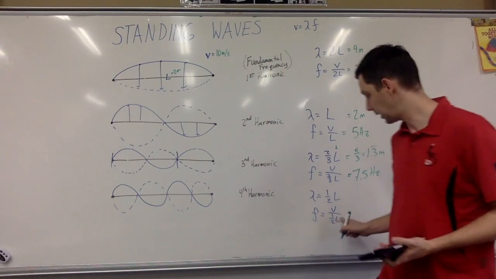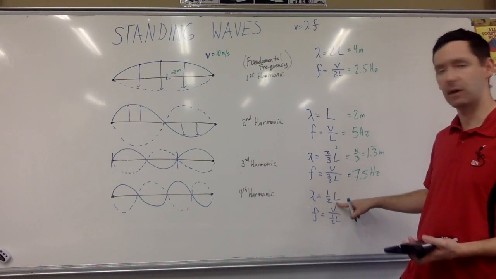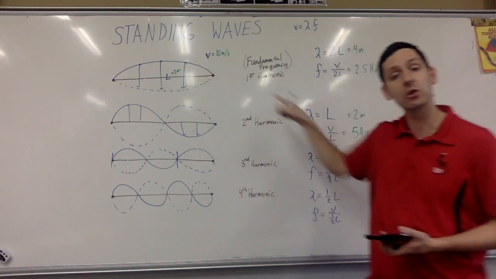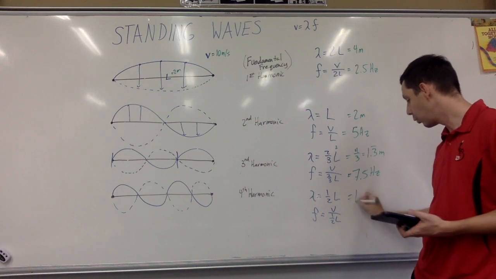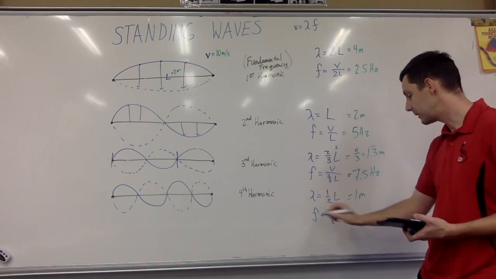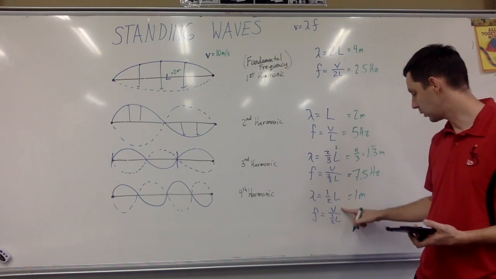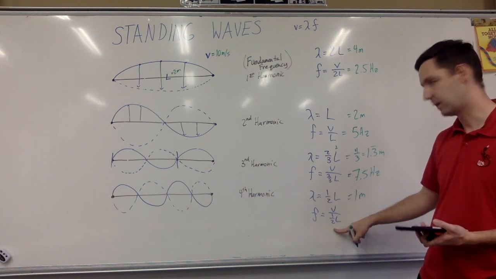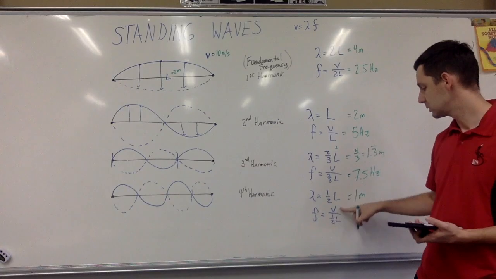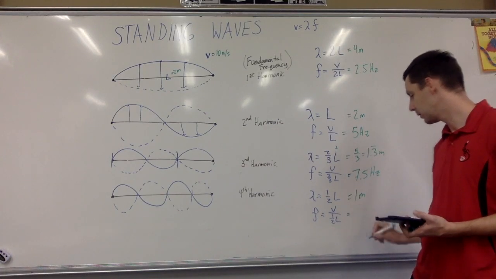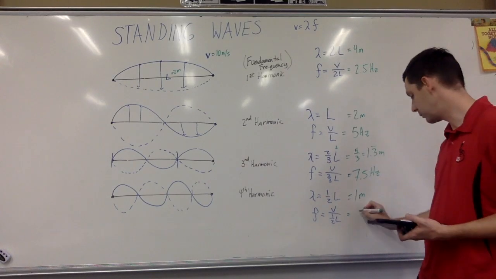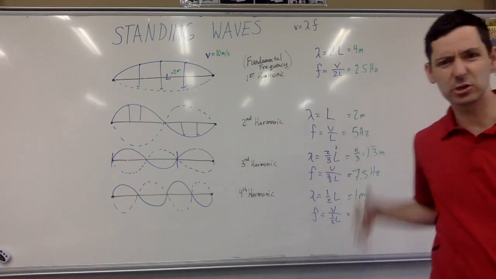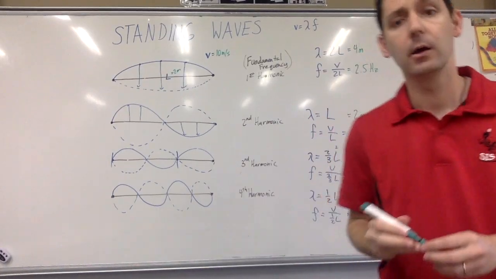The last one here, lambda is now half of the length of the string. The length of the string is 2 meters, so this lambda is going to be 1 meter. What is the frequency going to be? Well, it's going to be V divided by half of the length. V divided by half of the length would be 10 divided by 1, which is 10 hertz. Okay, so I calculated all those using the formulas that we just came up with.